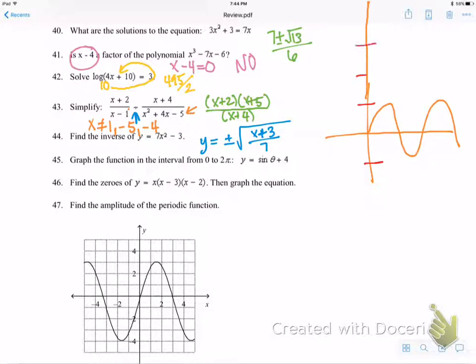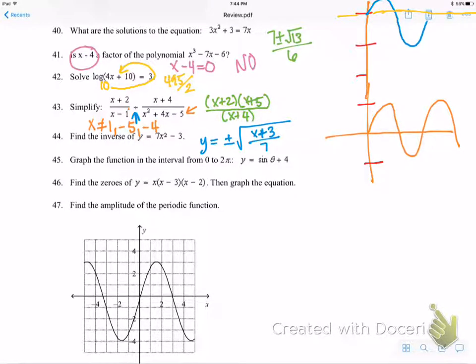1, 2, 3, 4. So my new sine function is going to start right here and go up to down, up, down, like that. 0 would be right here, and 2 pi would be right here. So it's actually going to stop if we're just going from 0 to 2 pi, right back on the line y equals 4. That's what we call our midline. That's number 45.